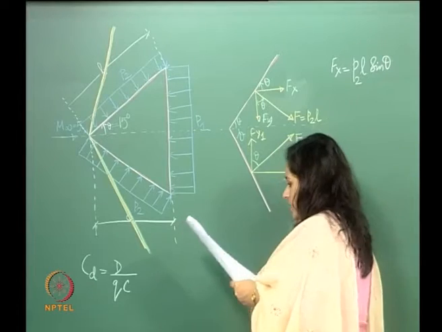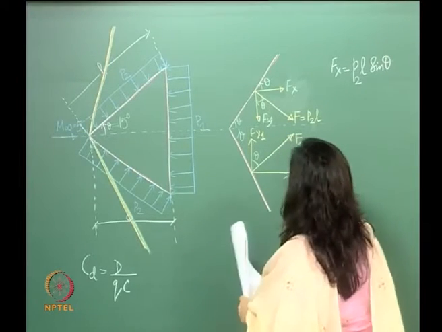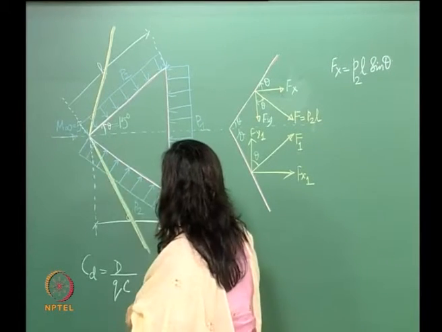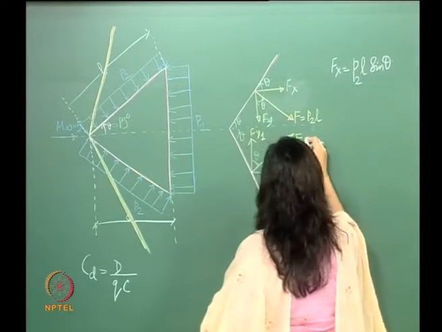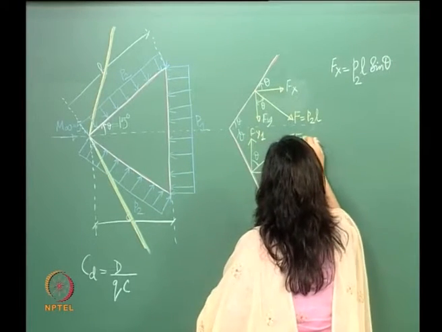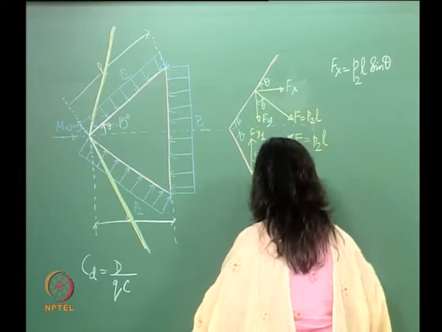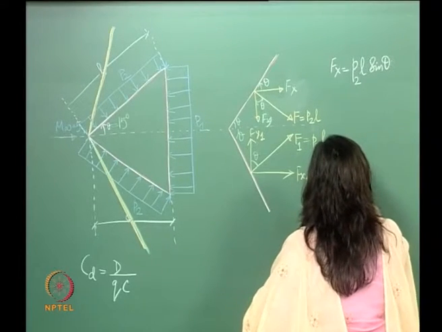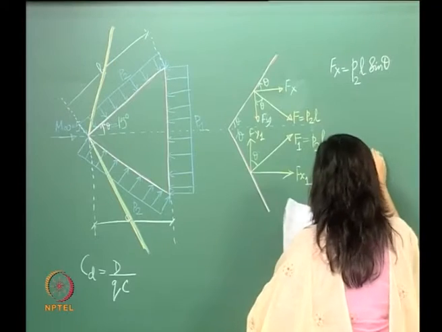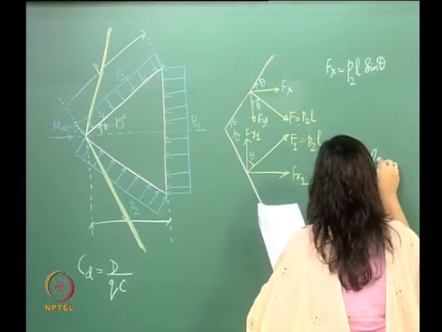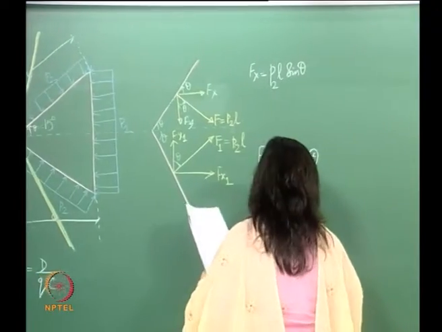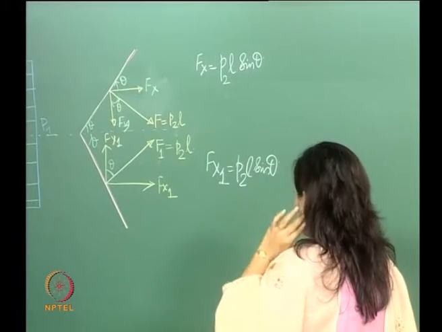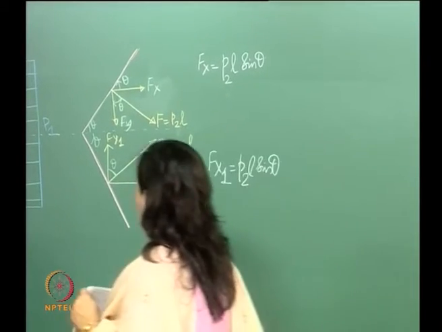So if this is true, again this F1, if you look at this, this total distance is L, and this is P2, so F1 is equal to P2 L. So therefore, again here, Fx1 is P2 L sine theta. So Fx1 is basically P2 L sine theta.